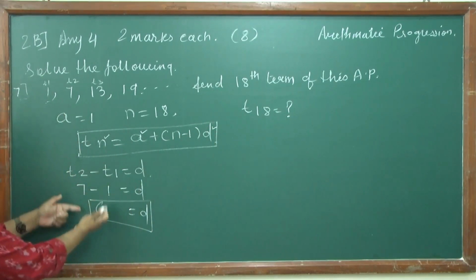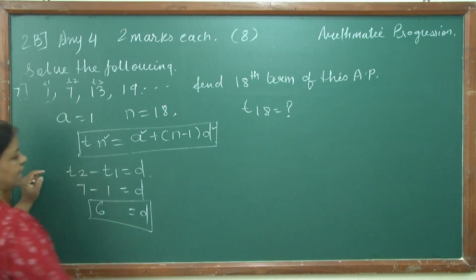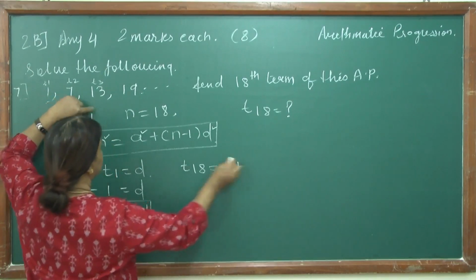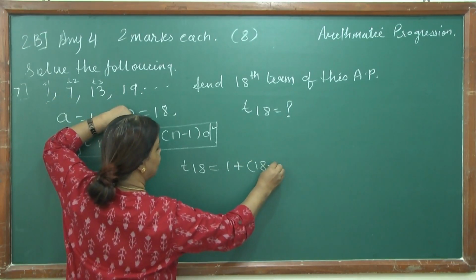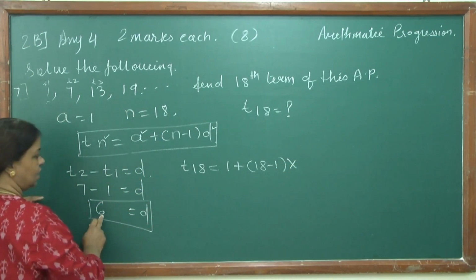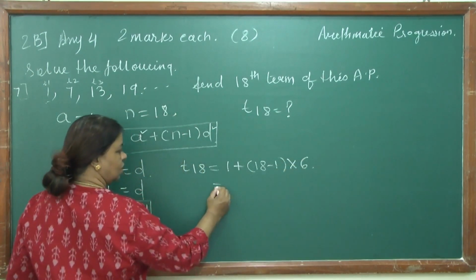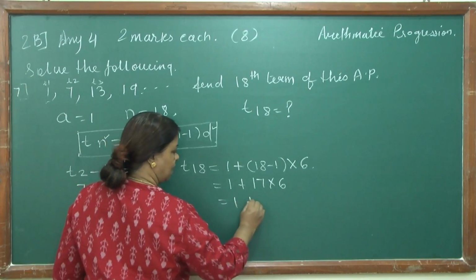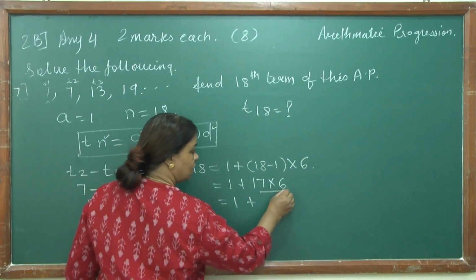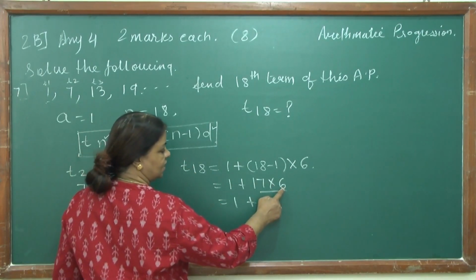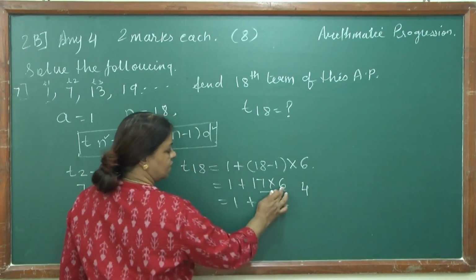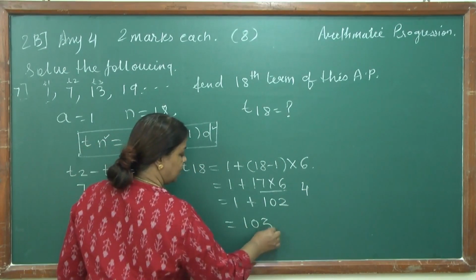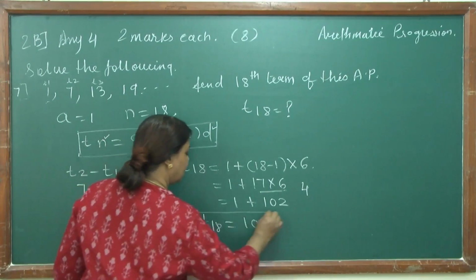Now we can use this information in this formula. So T18 is equal to A, which is 1, plus n, which is 18, minus 1, into D. D is how much? 6. So 1 plus 17 into 6. First you will not do addition, first you will do multiplication and then you will add. 6 sevens are 42, 6 ones are 6, plus 4, 10, 102, plus 1 is 103. So the 18th term is 103, children.